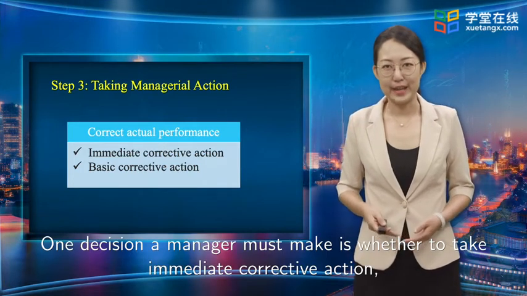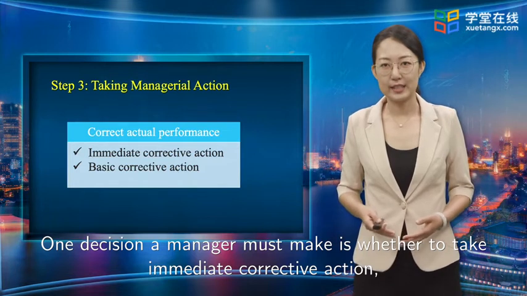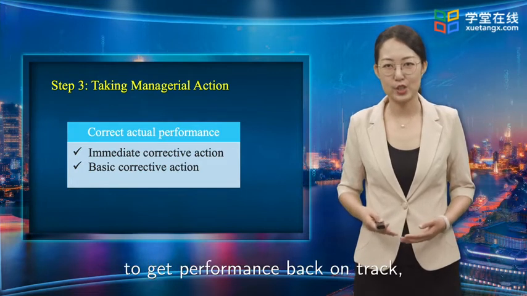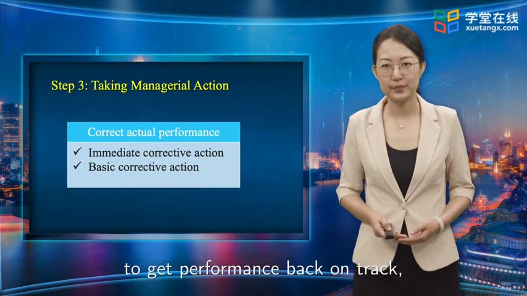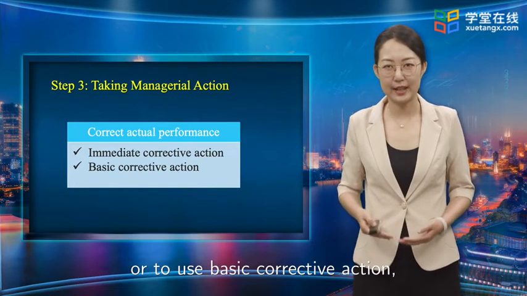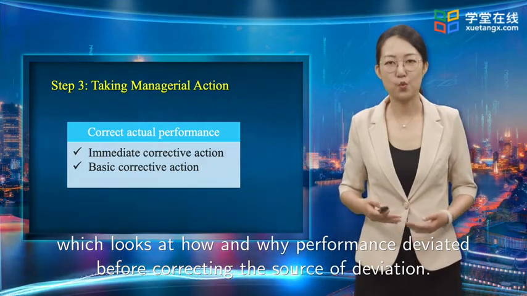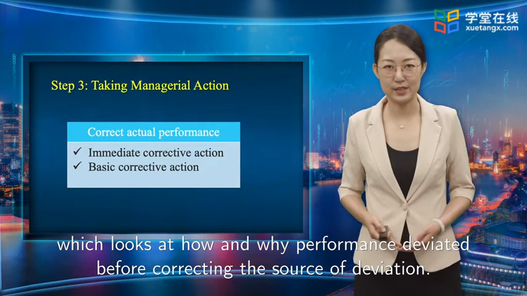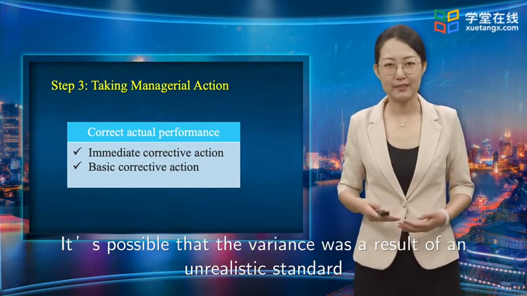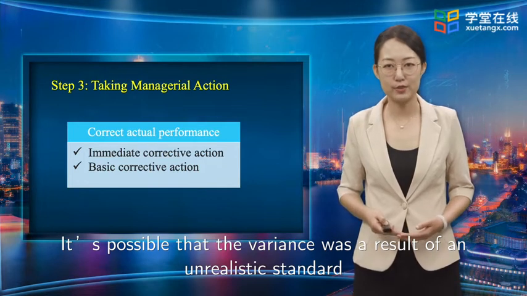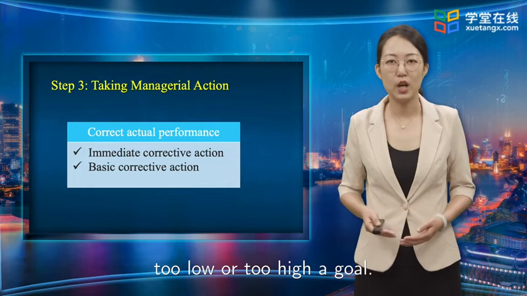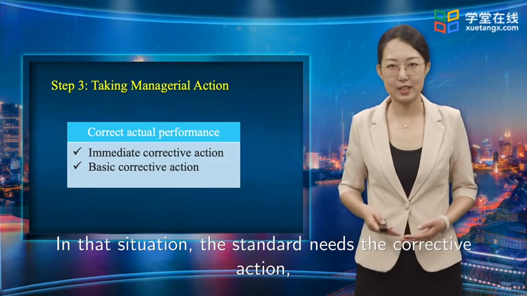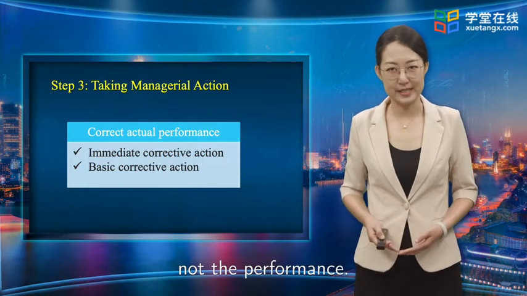One decision a manager must make is whether to take immediate corrective action, which corrects problems at once to get performance back on track, or to use basic corrective action, which looks at how and why performance deviated before correcting the source of deviation. It's possible that the variance was a result of an unrealistic standard, too low or too high a goal. In that situation, the standard needs the corrective action, not the performance.